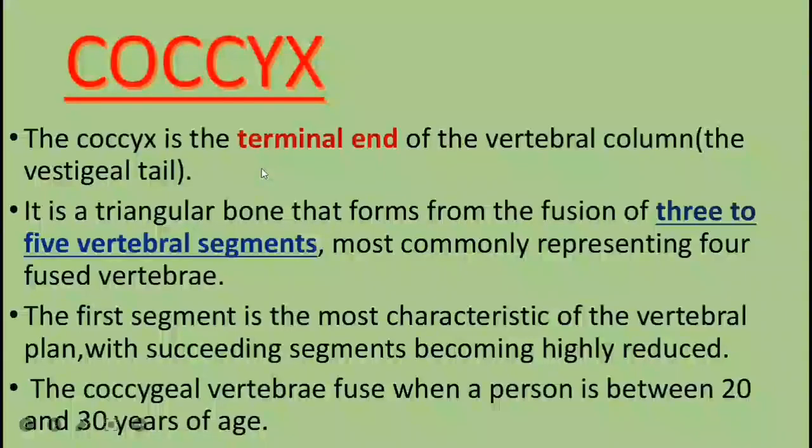Finally, let's get to the most distal bone, which is the coccyx. The coccyx is the terminal end of the vertebral column, the vestigial tail in general. It is a triangular bone that forms from the fusion of 3 to 5 vertebral segments, most commonly representing 4 fused vertebrae. The first segment is the most characteristic of the vertebral plan, with succeeding segments becoming highly reduced. The coccygeal vertebrae fuse when a person is between 20 to 30 years of age.